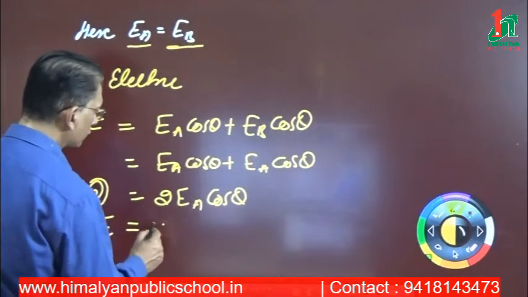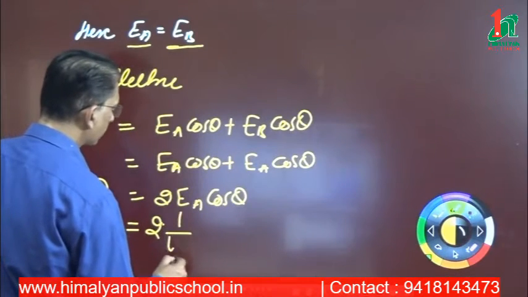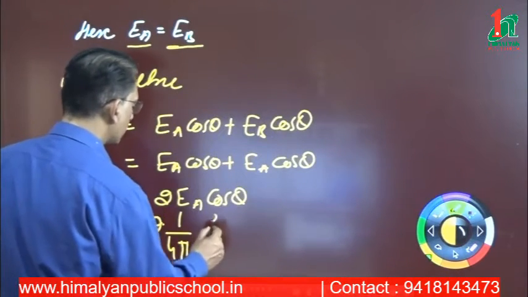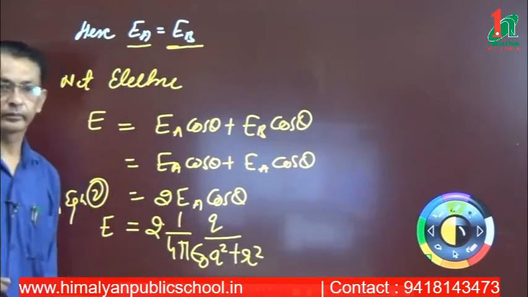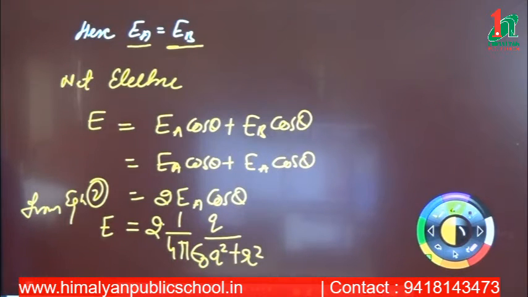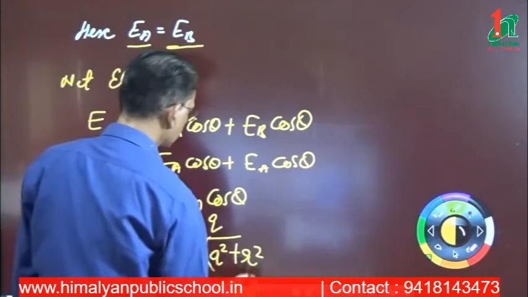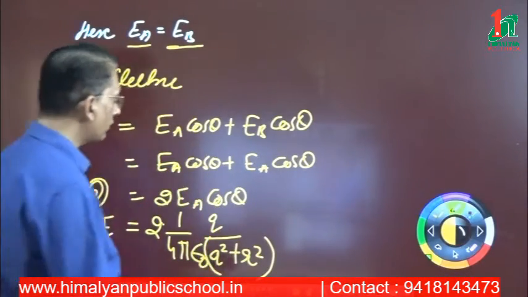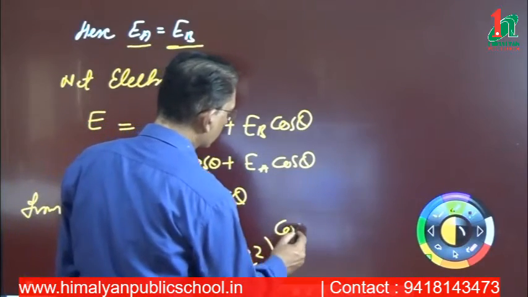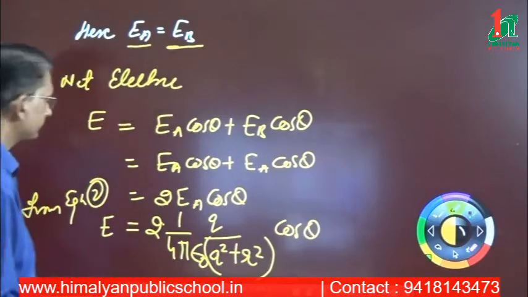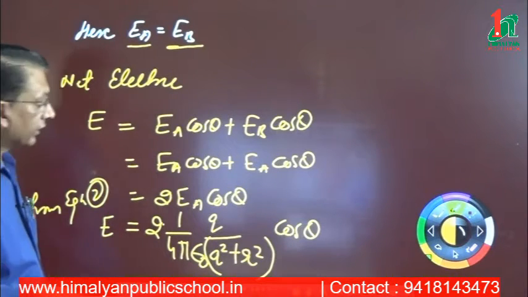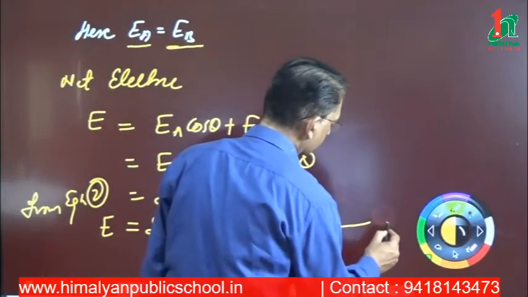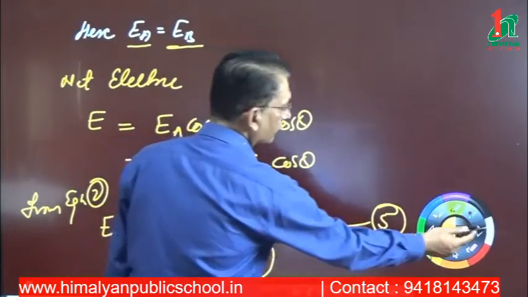Therefore E will be equal to 2 into EA, which is 1 by 4 pi epsilon naught Q upon A square plus R square, into A upon R square into cos theta. Now listen carefully. Here we have to find out the value of cos theta.